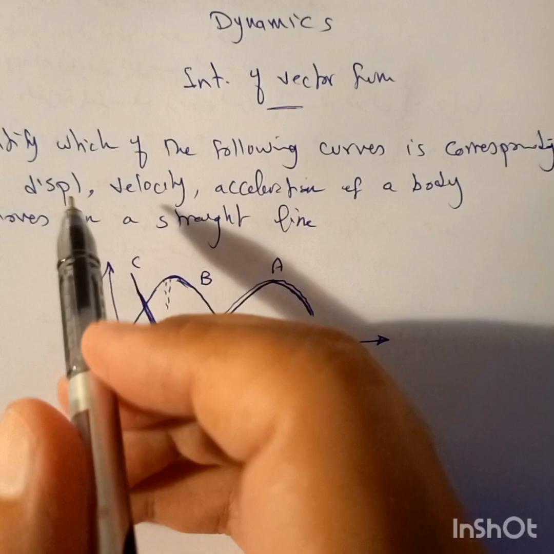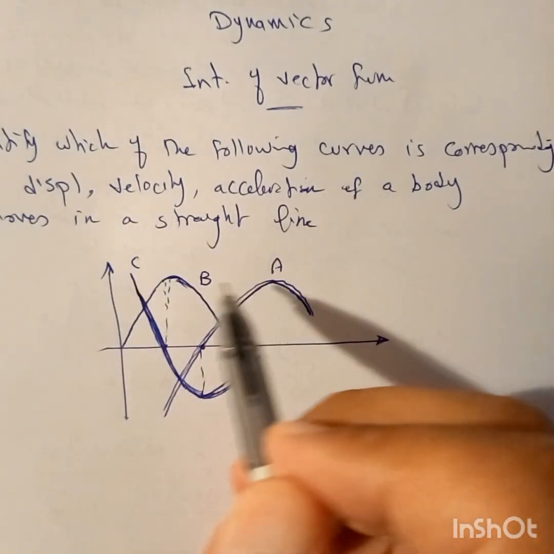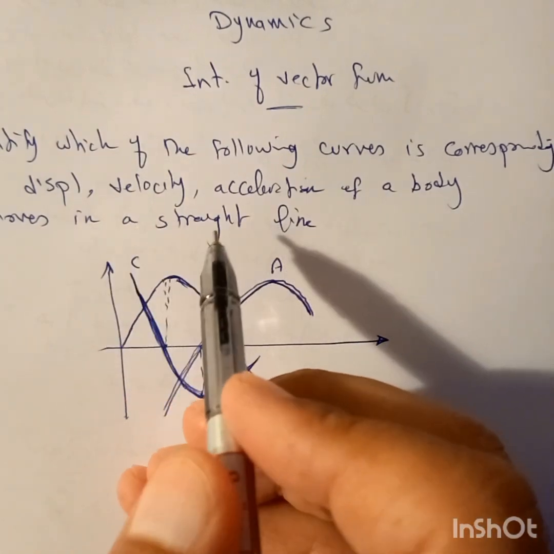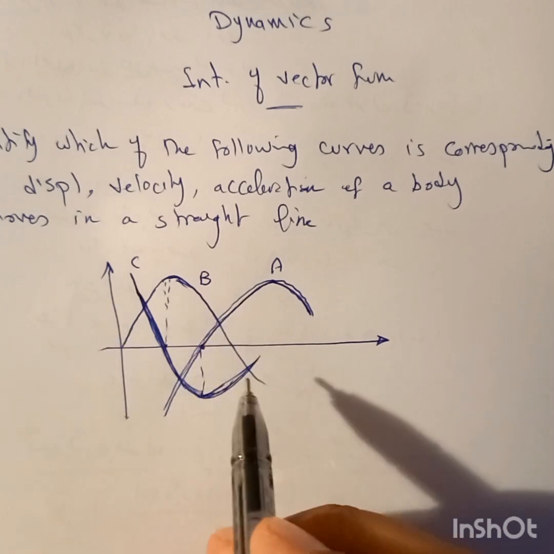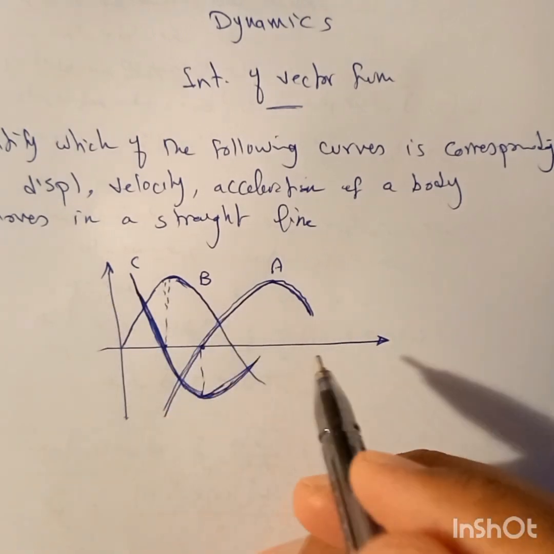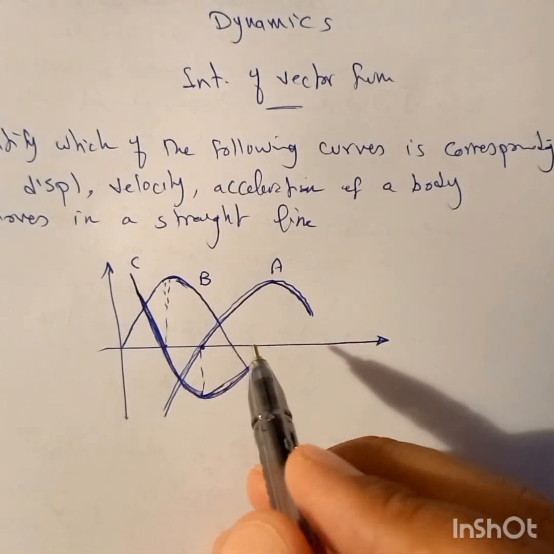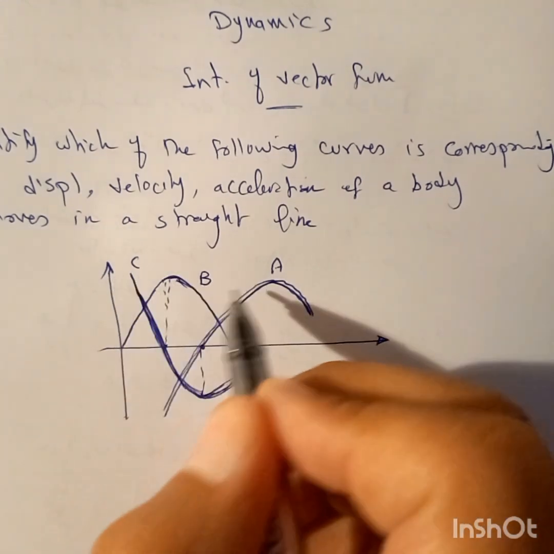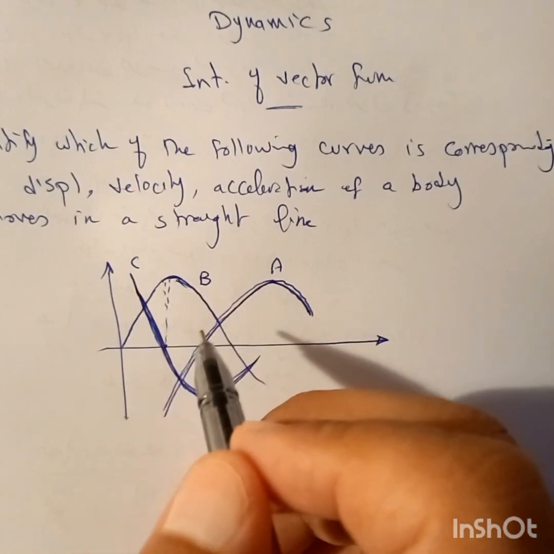Here we have this example. Identify which of the following curves A, B, C corresponds to displacement, velocity, and acceleration of a body that moves in a straight line. Here we have a sketch with three curves. It belongs to the motion of a body in a straight line. It's required to identify which one of these three curves A, B, C belongs to velocity, displacement, and acceleration.